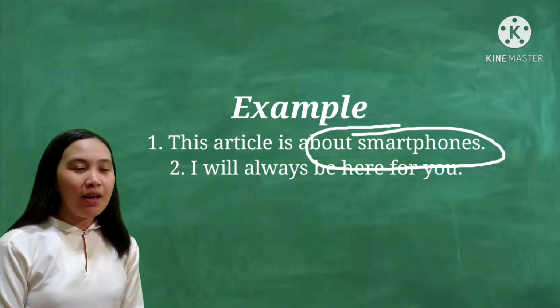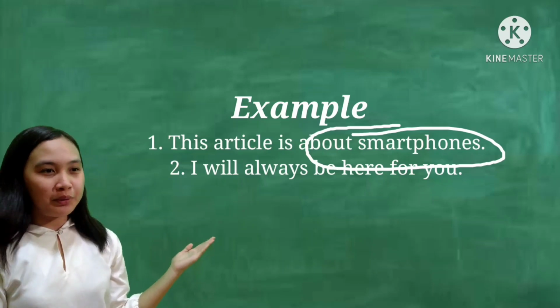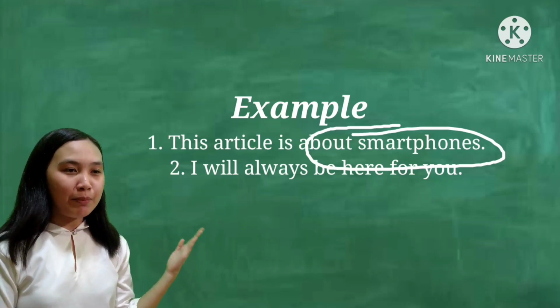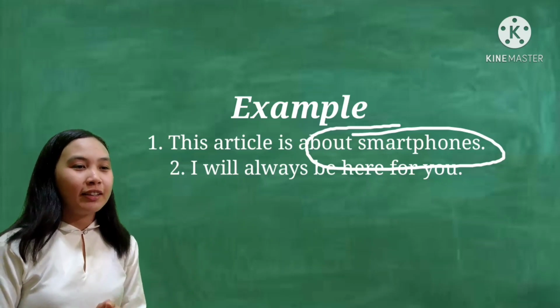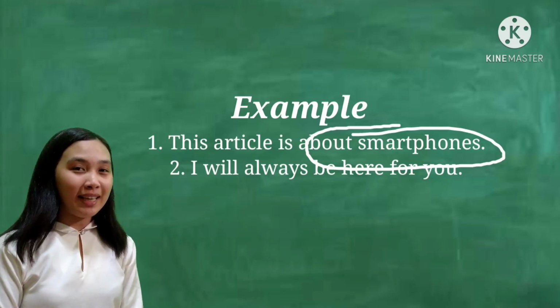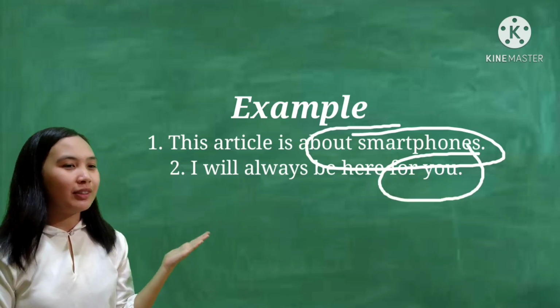So the second example, I will always be here for you. So in the sentence, what is the preposition of agents or things? Okay, very good. The preposition of agent or things in the sentence is the word for you.